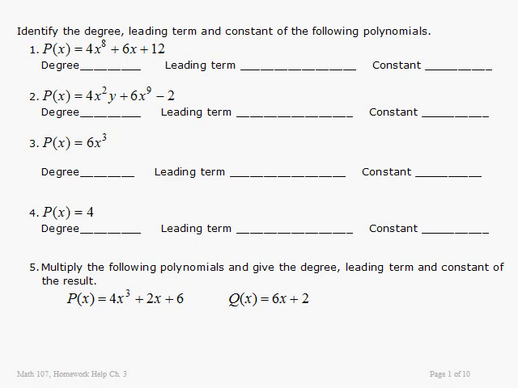This is the first video for Math 107 for homework number 3, and this is on polynomials and rational functions. So the first is just practice with the definition of the words. Let me highlight these words here: degree, the degree of a polynomial, what's the leading term, and the constant.